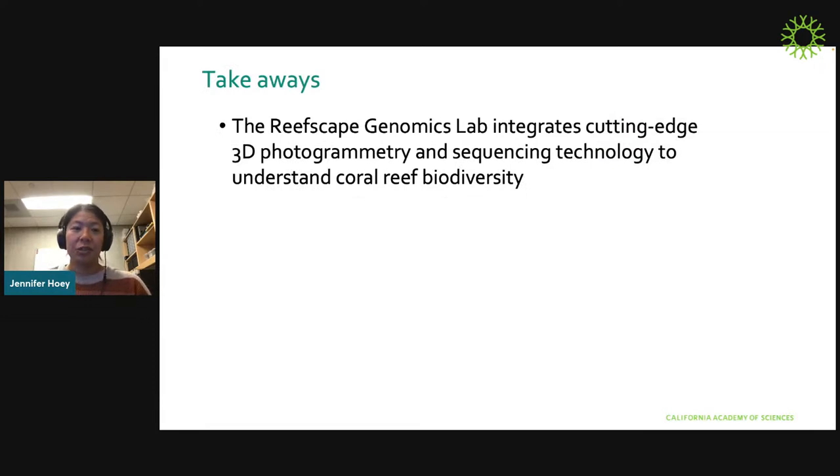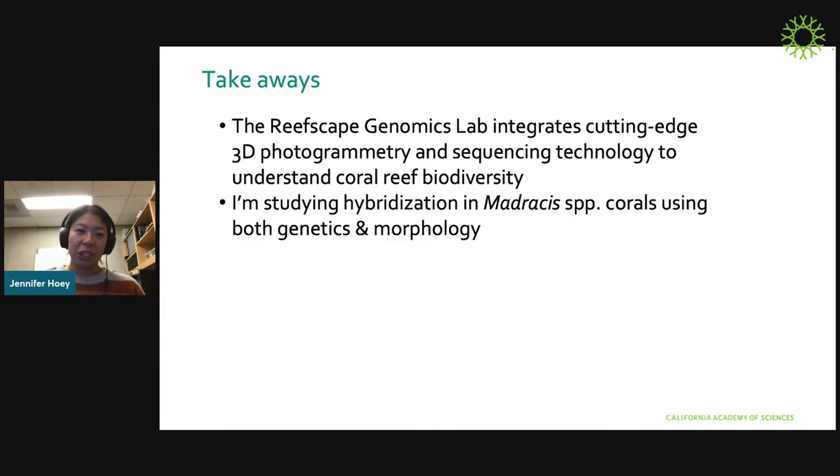And so just to wrap up, I wanted to summarize a few of the main points that I hope you'll walk away with today. So the first is that the Reefscape Genomics Lab at the California Academy of Sciences uses both 3D photogrammetry and also genomic sequencing technology to understand coral reef biodiversity. And it's really by integrating these different perspectives that we're able to have a more robust picture of what's going on in the reef.